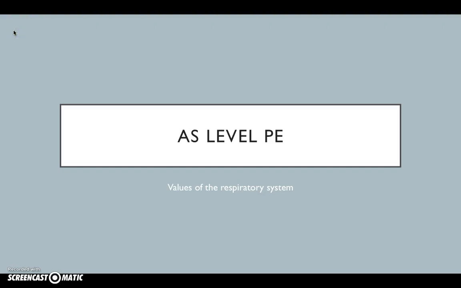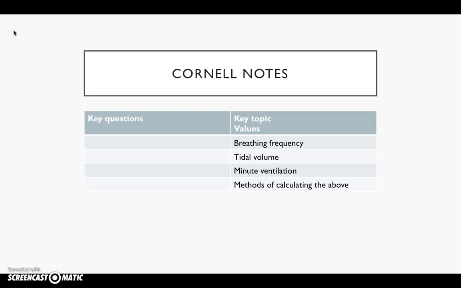So we're looking at the values of the respiratory system. So lung volumes, their resting values, the relationships between the resting values and what happens to them during exercise. But for the screencast alone, we're just going to be looking at the resting values. Okay, so this is what your Cornell Notes should look like.